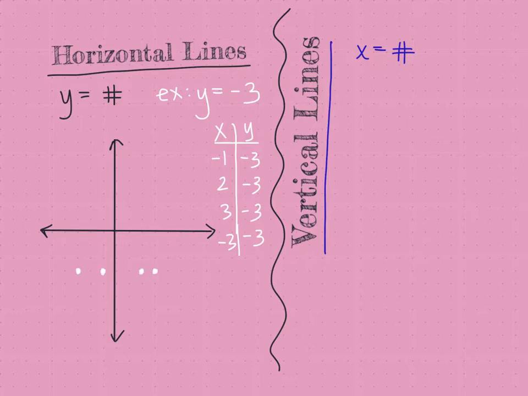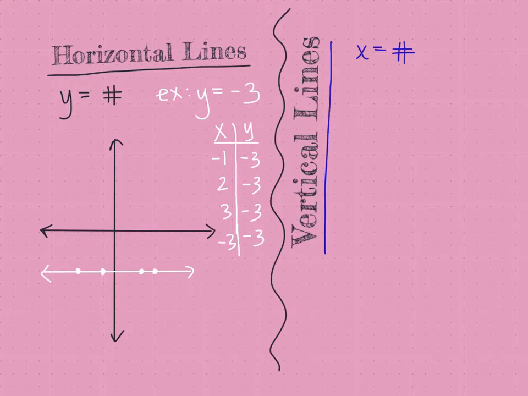So I've plotted all 4 of those points, and then we can see that this actually forms a horizontal line through y equals -3. No matter what x is, that only takes us to the left and to the right, all these x values. We always had to go down 3 to get to y is -3. Therefore, y equals a number forms a horizontal line.